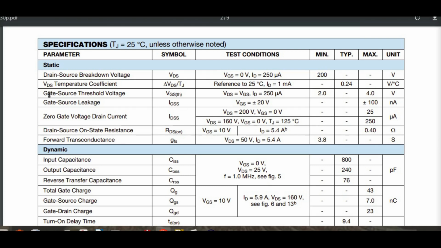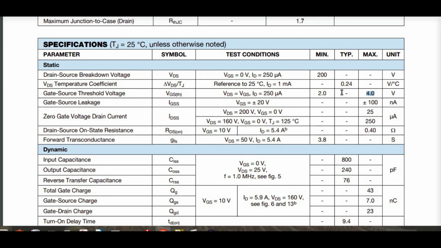Gate to source threshold voltage. You see the voltage required to make the drain to source on is 4 volt maximum and 2 volt minimum. So it is very much possible to operate the MOSFET using a 5 volt microcontroller, but the operation may not be stable with a 3.3 volt microcontroller, but you can try it. No typical value is given here.